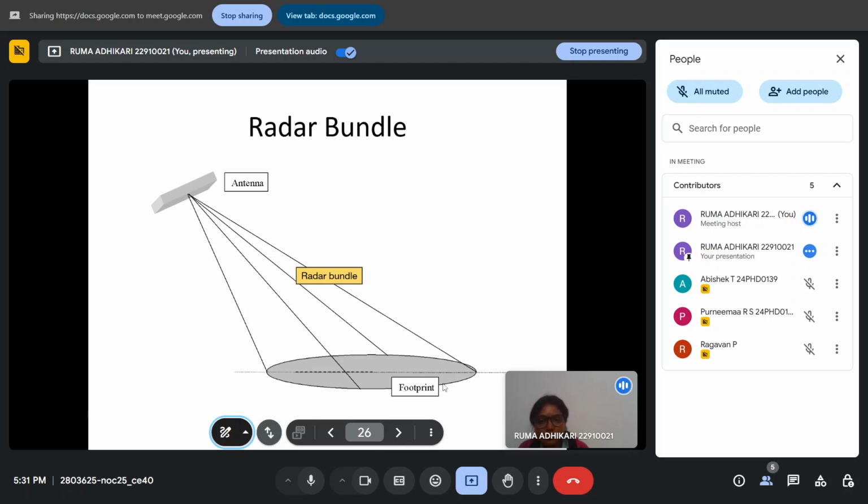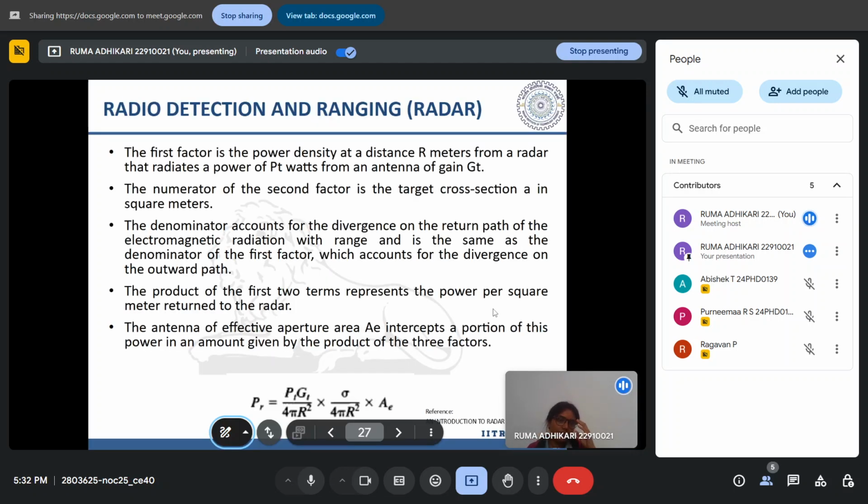Suppose our land or earth surface is what we are supposed to illuminate or detect something on, and it transmits energy, this one bundle of energy. So the footprints are like that: it is not one point, it has an area, and the area has some nearby points and the furthest point, like that.